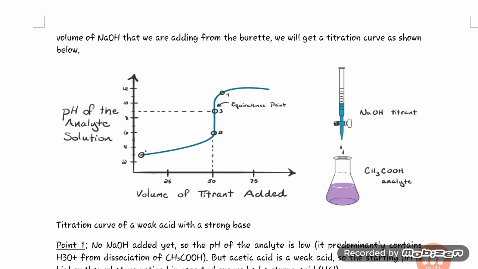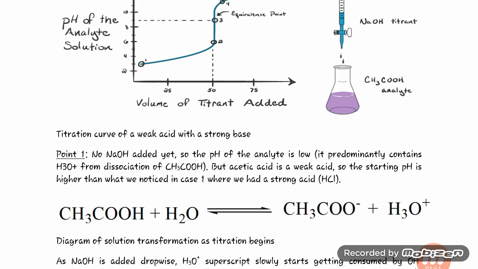You can see here the titration curve, the pH of the analyte solution against the volume of titrant added, and by forming a graph we can check the equivalence point. A diagram is also given in this. You can see here the burette is having NaOH titrant and the conical flask is having CH3COOH analyte. Titration curve of a weak acid with a strong base. Point 1: no NaOH added yet, so the pH of the analyte is low.